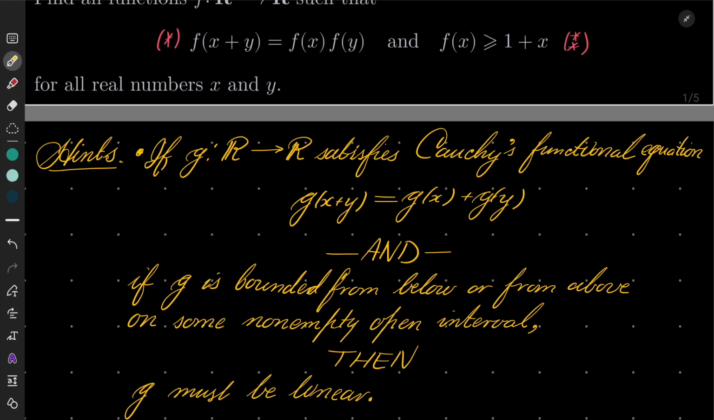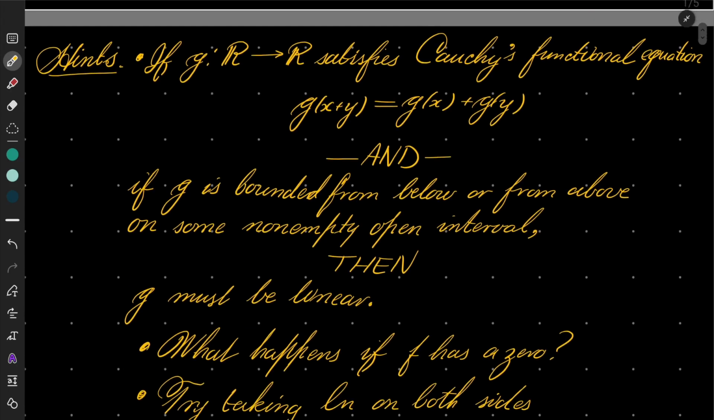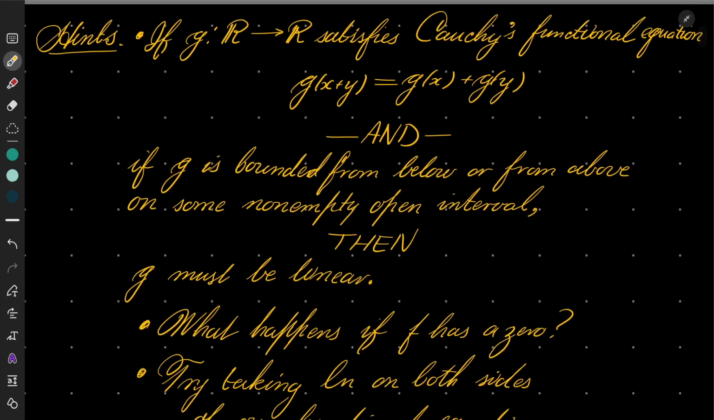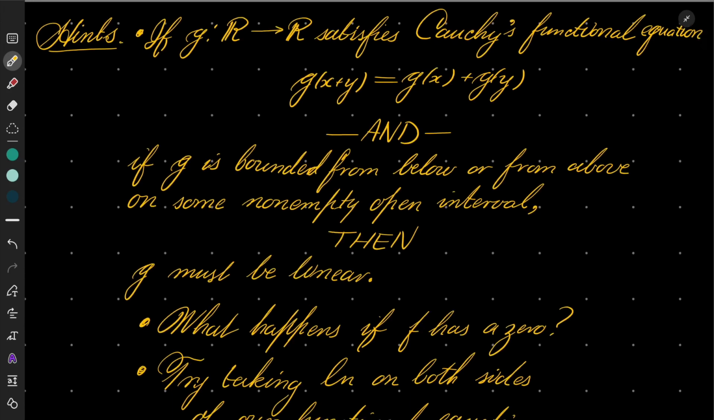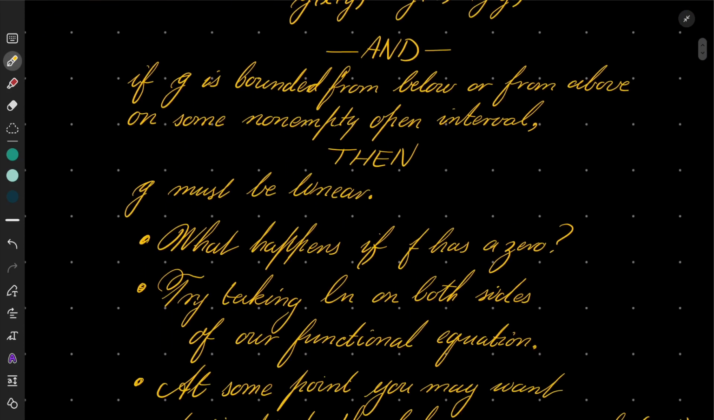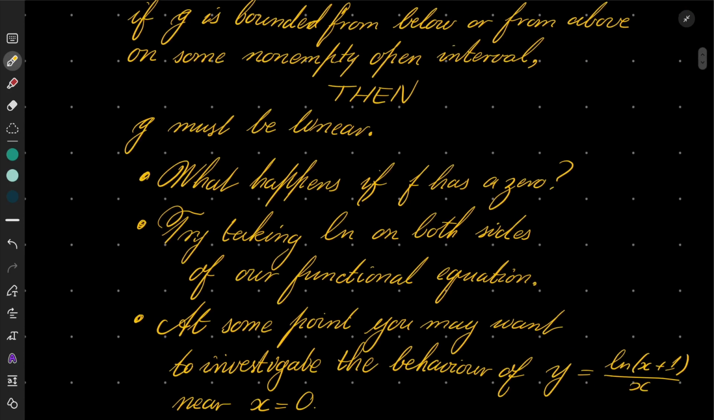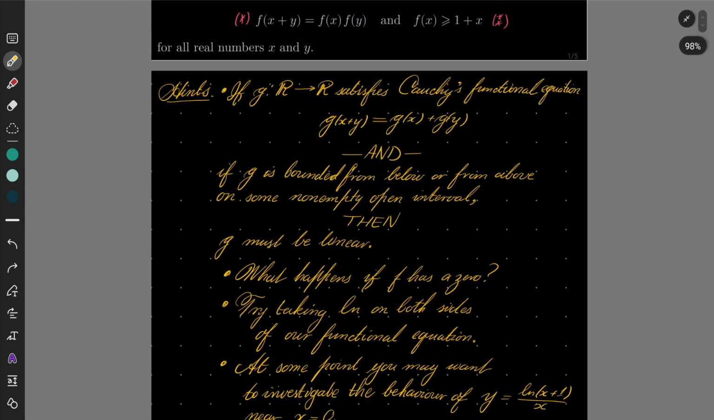So the basic idea is to reduce our problem to some kind of Cauchy functional equation. To do that, think about what happens if f, our function, has a 0. Then try taking natural log on both sides of our functional equation. And at some point, you may want to investigate the behavior of the following function. You will see in the process. So give this problem a try and I will see you in a minute.